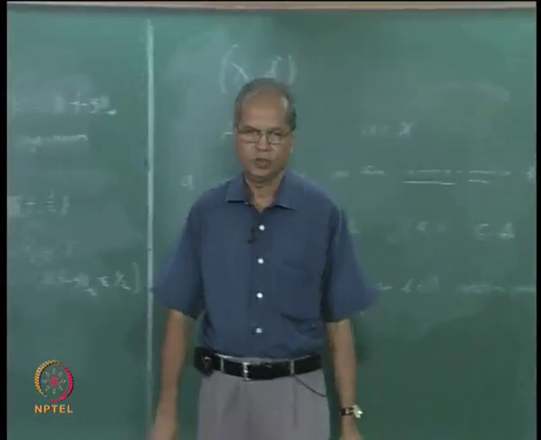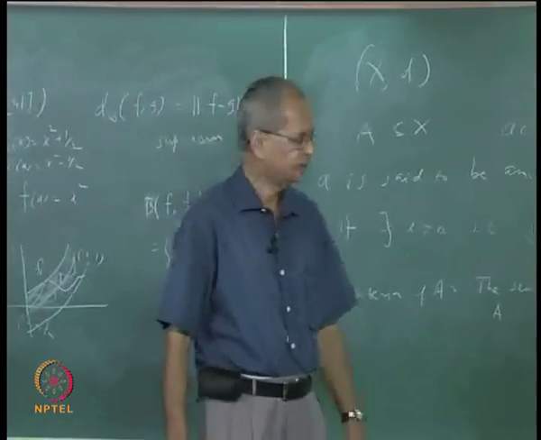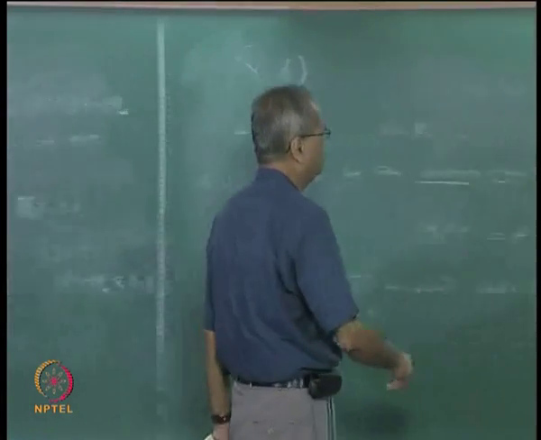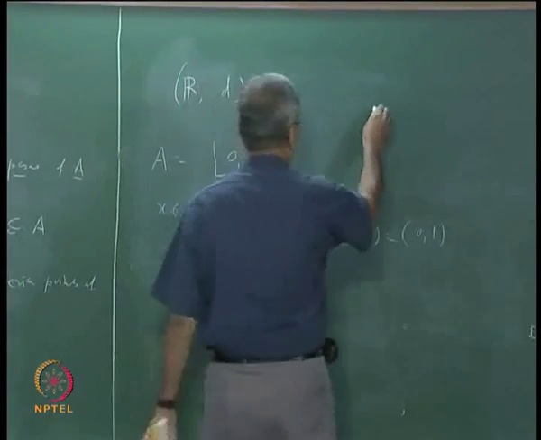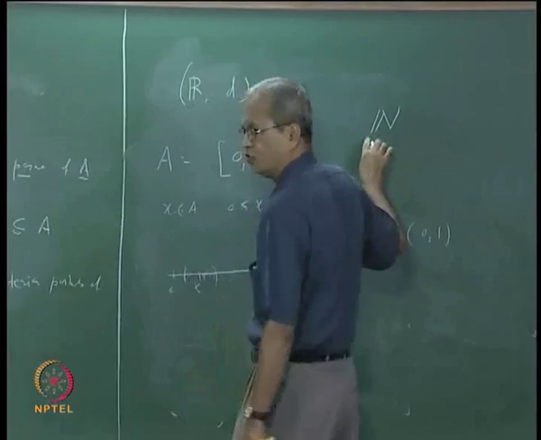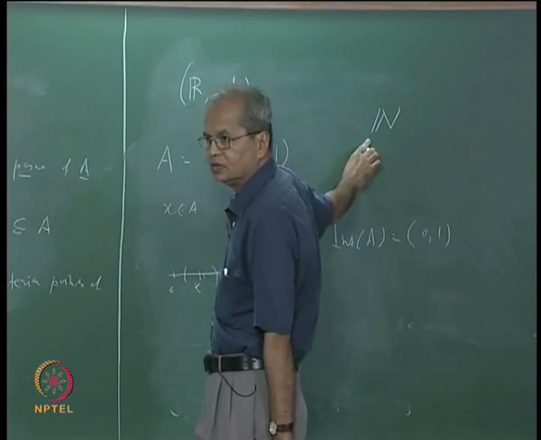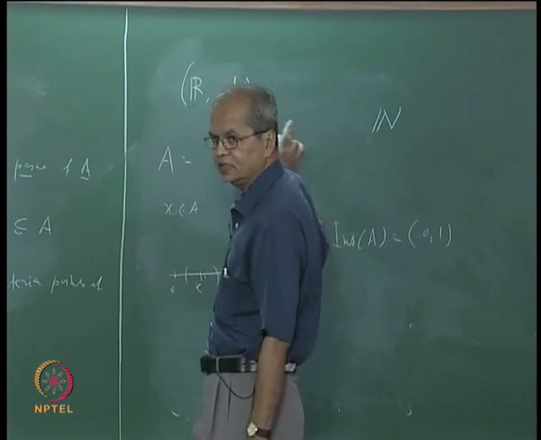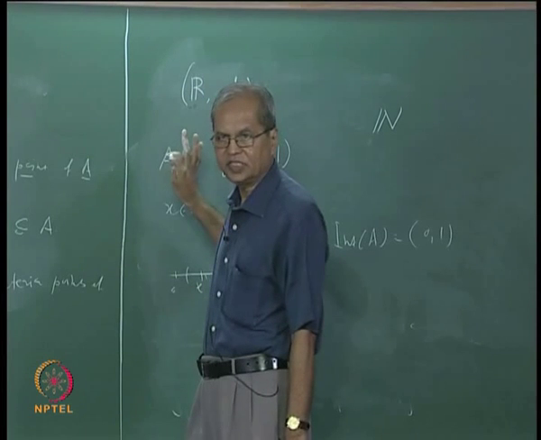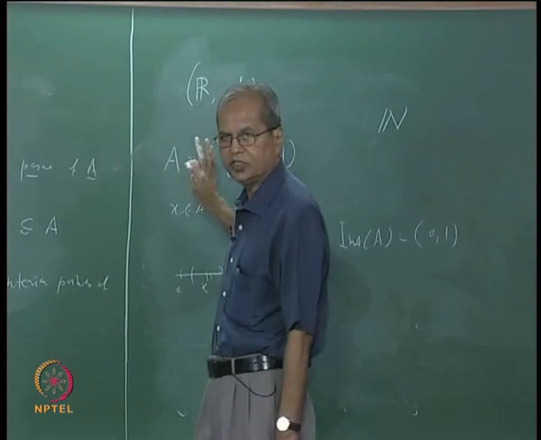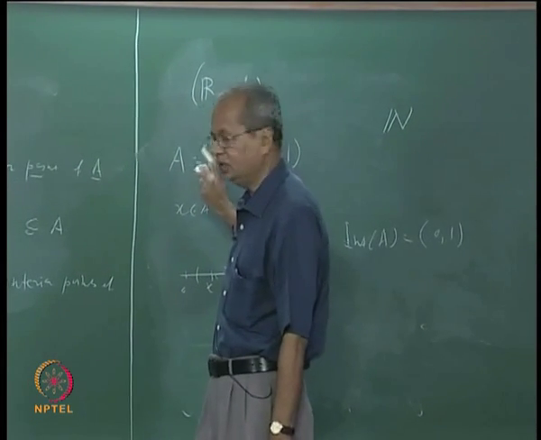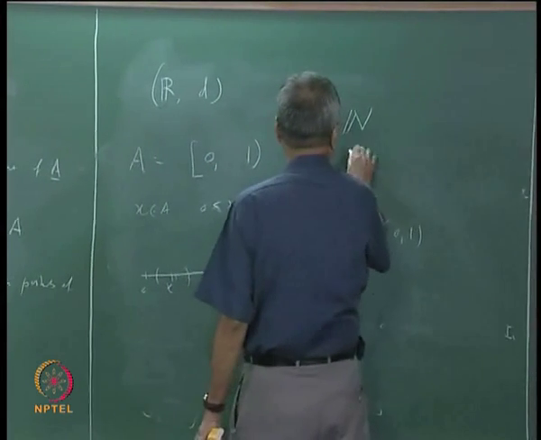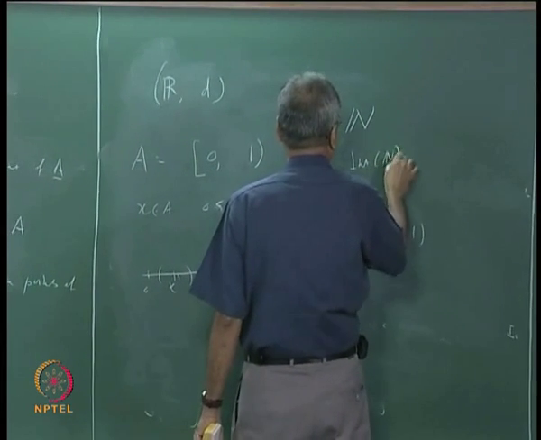Is that clear? All right. What about the set N, the set of all natural numbers? What is the interior of that? The interior is empty, because there is no interior point for it. So the interior of N is empty.